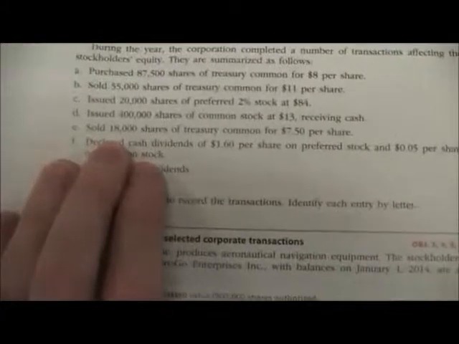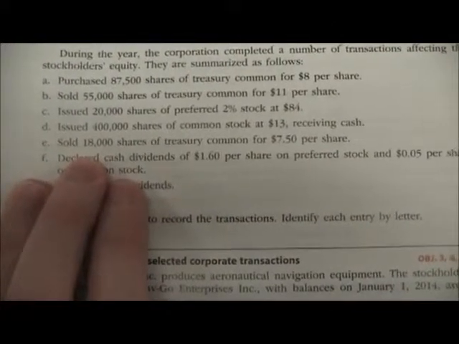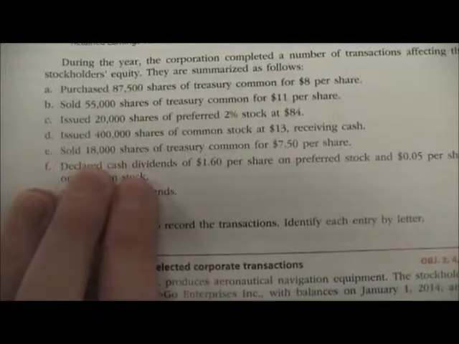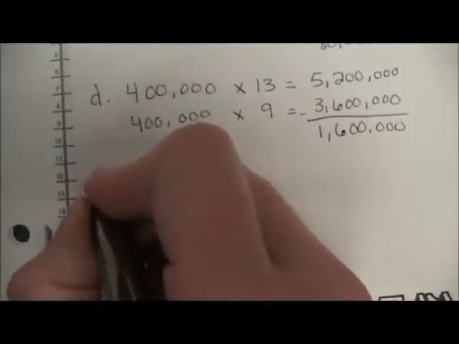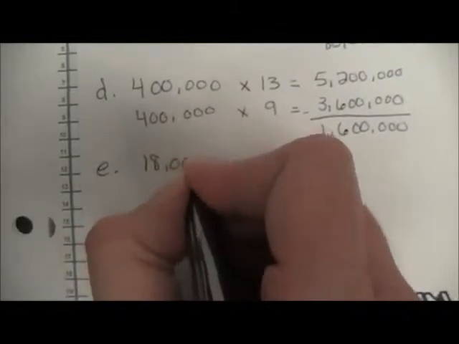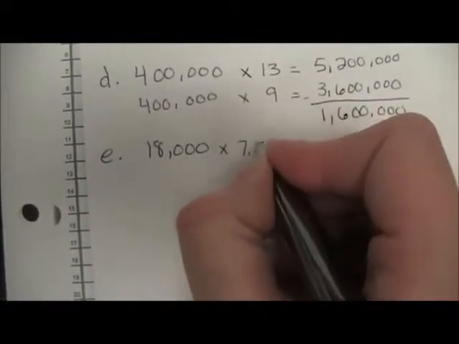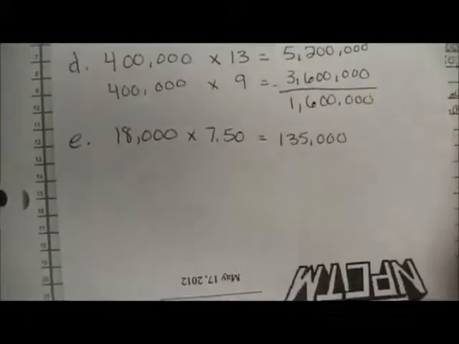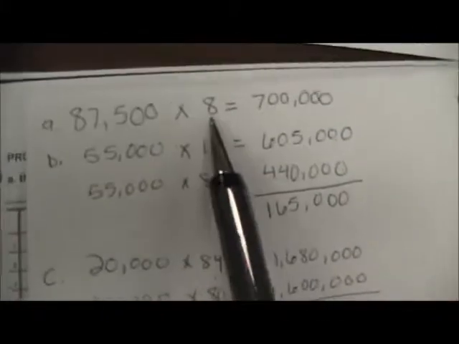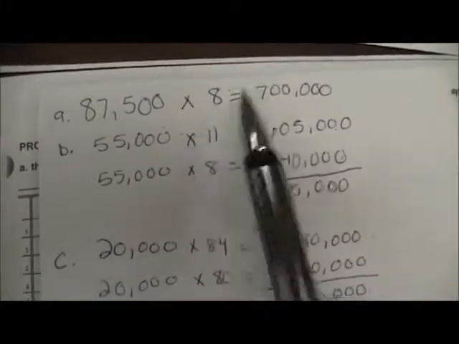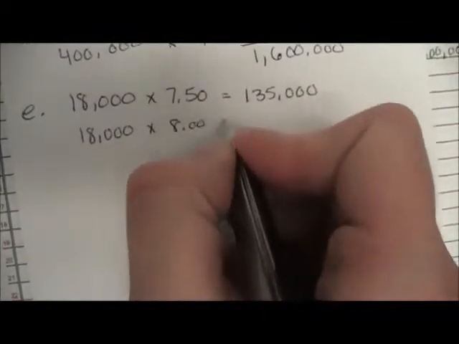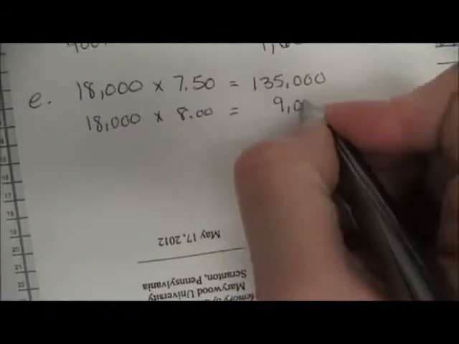Okay, letter E, sold 18,000 shares of Treasury Common for $7.50 per share. So again, grab our scrap paper here. E, 18,000 shares times $7.50 gives us $135,000. Now, if you remember up at the top, we paid $8 per share. So we're going to take this 18,000 times $8, and it gives us $144,000.